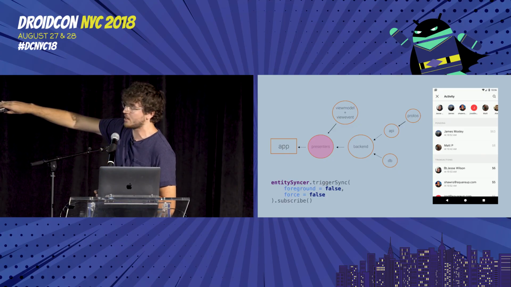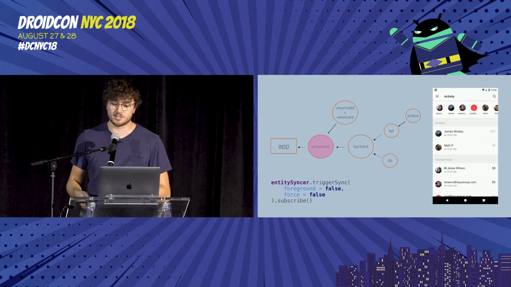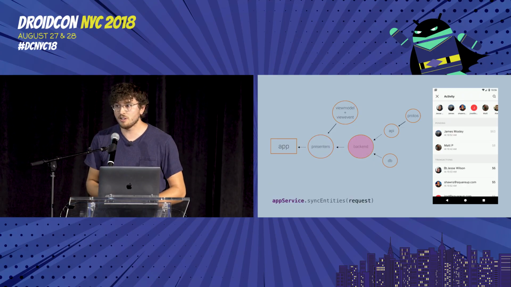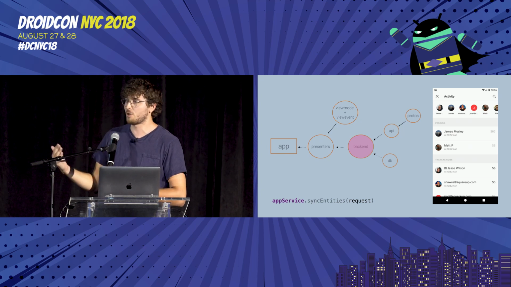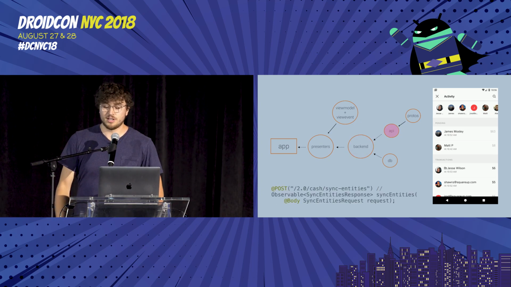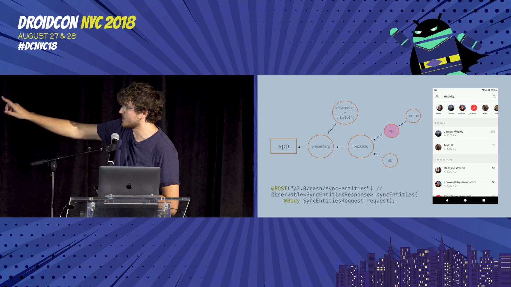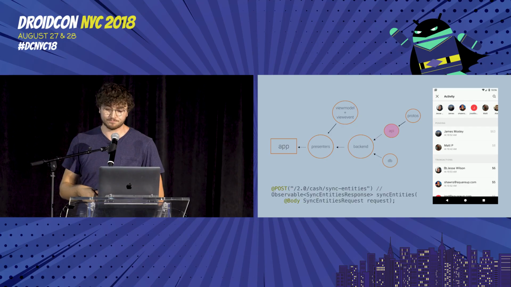And because it's that Rx style, we're calling subscribe at the end, which is what's going to actually cause the sync to happen. So this call is now going to go into the backend module, and it's in the backend module where we make the request to app service, which is our retrofit interface. And so that's going to go to the server, hit the sync entities endpoint, which is where we get the request and the response back from the server.